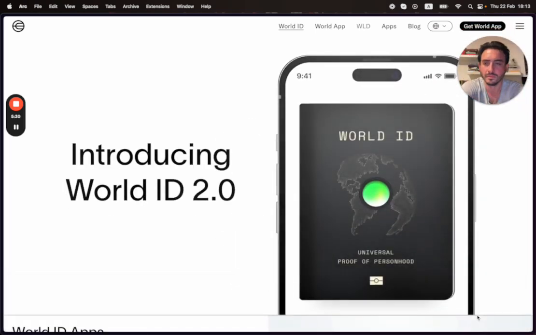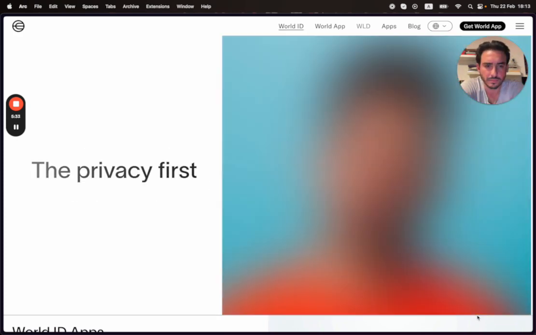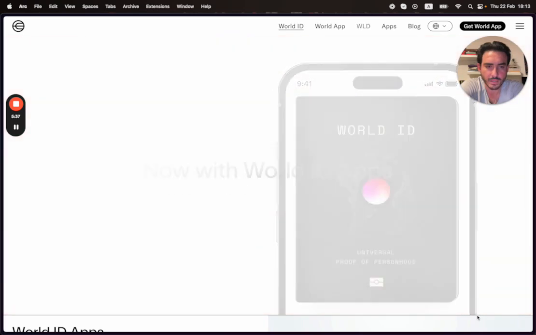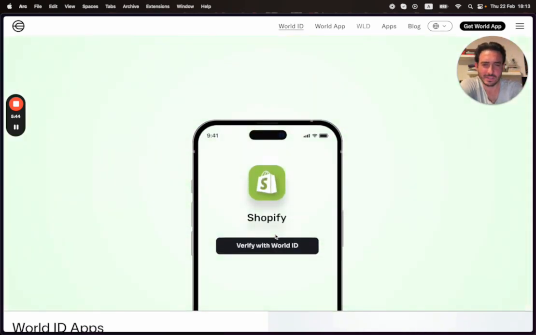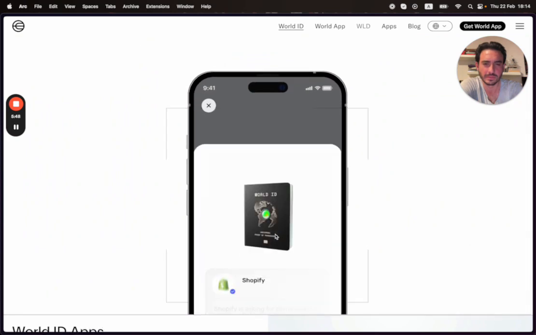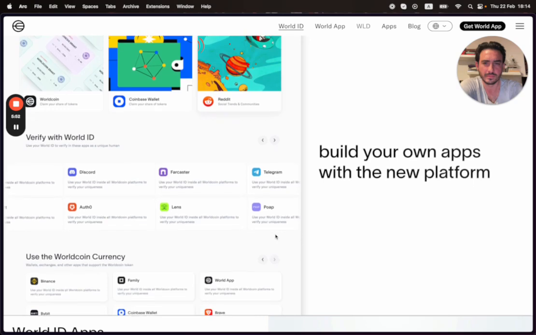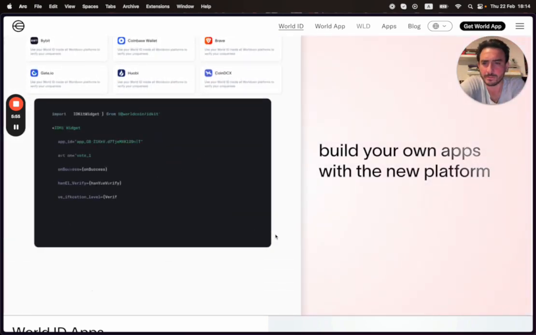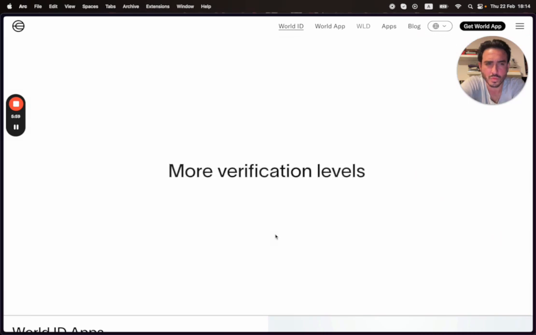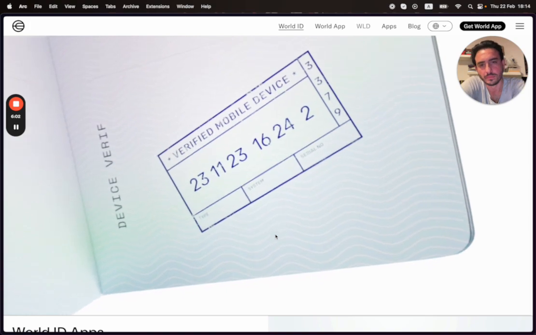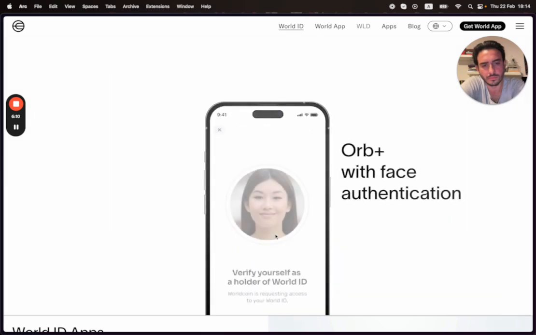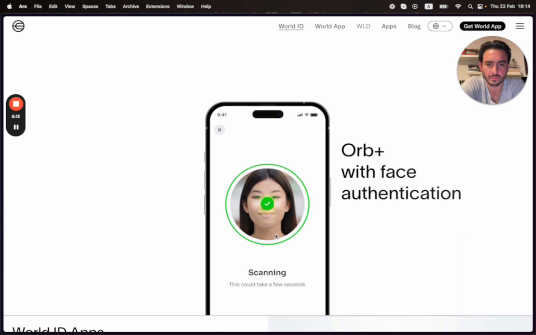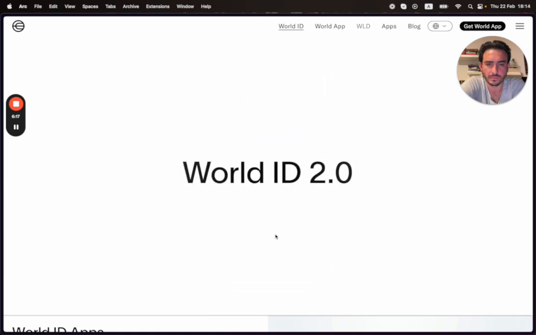Introducing World ID 2.0. The privacy first human passport for the internet. World ID 2.0 introduces apps. A new way to use integrations to verify your accounts online using World ID. You can explore all apps on the new WorldCoin App Store and build your own with the new platform. The second generation protocol also has new verification levels, including Core Plus with face authentication, so only you get to use your ID for important actions. These and more upgrades are designed to make World ID 2.0 the most secure, private, and inclusive proof of humanity for the internet.